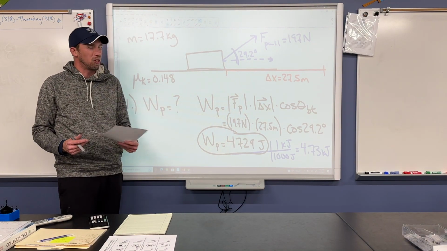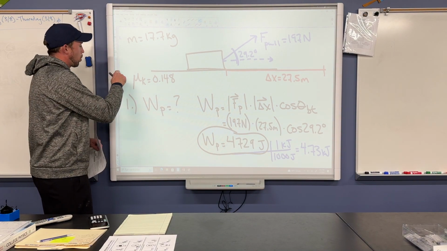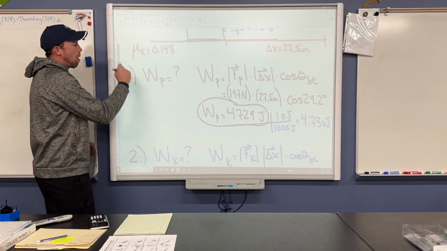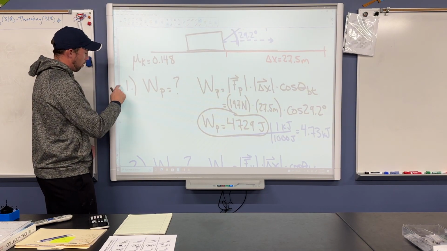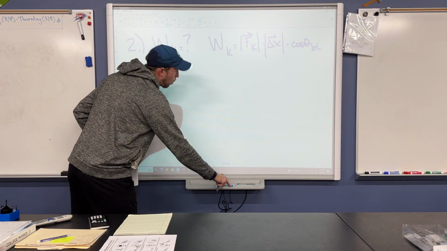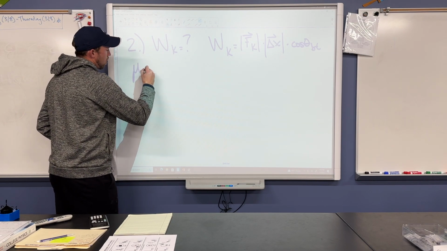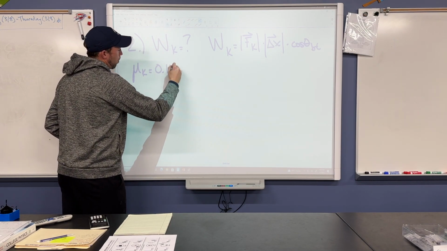The problem is we don't really know the force of friction. That's where we may have to go. We do know, however, the coefficient of friction. I'll write that down here so I don't have to keep scrolling back up. I'm going to write down mu sub k is equal to 0.148.